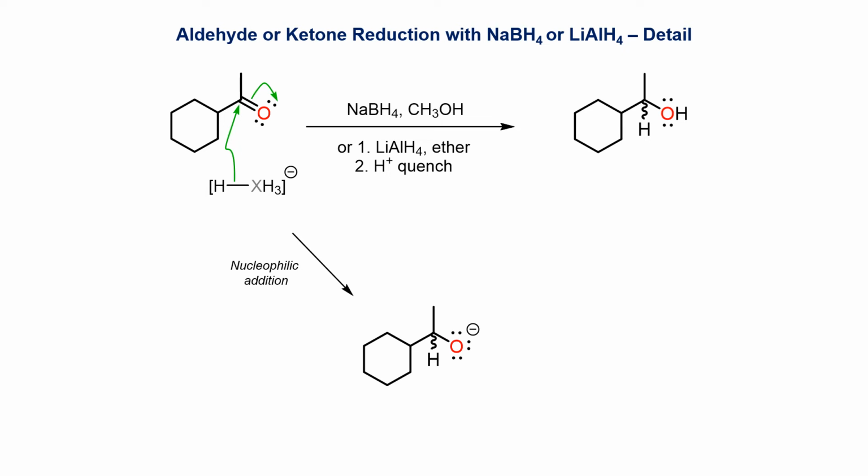Drawing the alkoxide as shown, without the inclusion of boron or aluminium, is generally acceptable. Since the starting ketone here was prochiral, racemic alkoxide anions are formed.